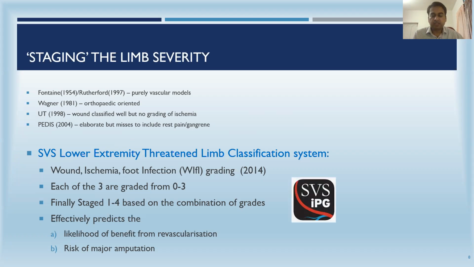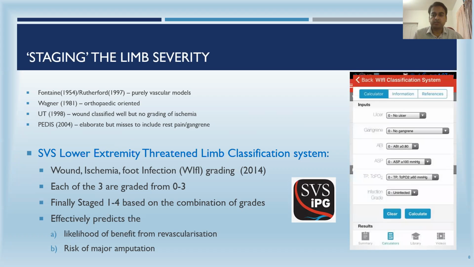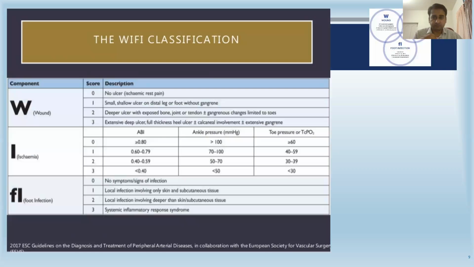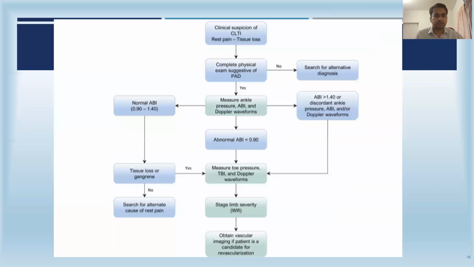It may seem a little cumbersome, but we have apps available for this. You just have to put in the values and you can get the stage of the leg. So this is the elaborate WIfI staging classification. You can see how each of wound, foot infection, and ischemia is graded. With these combinations, you can stage the leg. The higher the stage, that is stage 4, the more the risk of limb loss or amputation, and the more the benefit of revascularization.